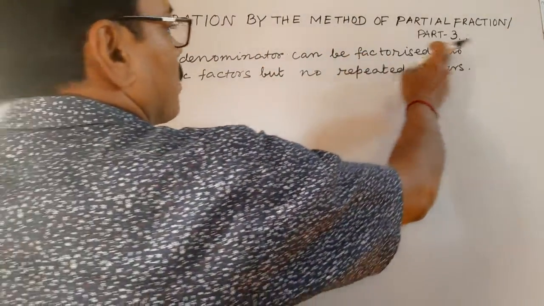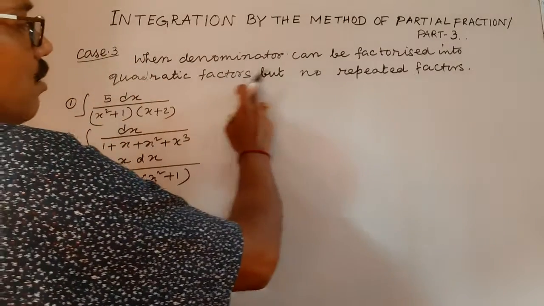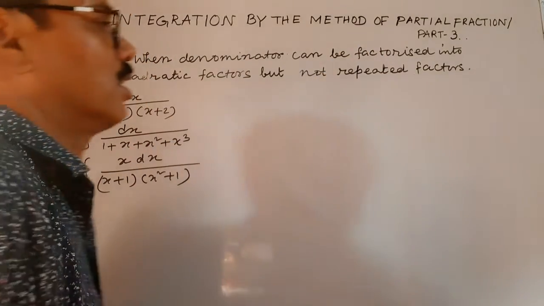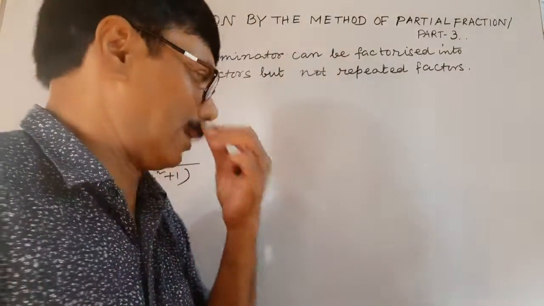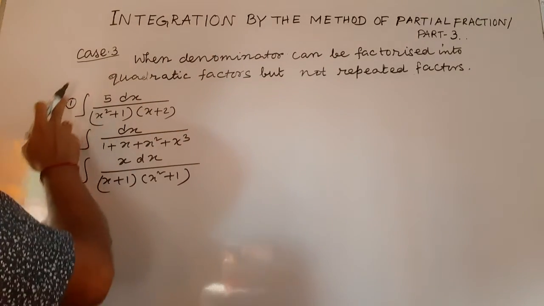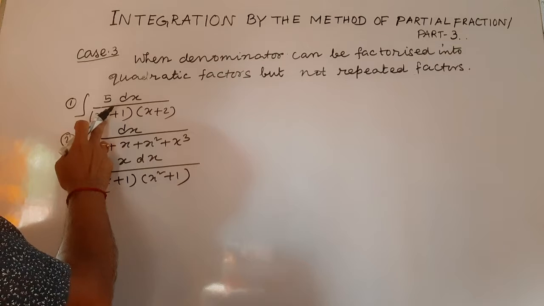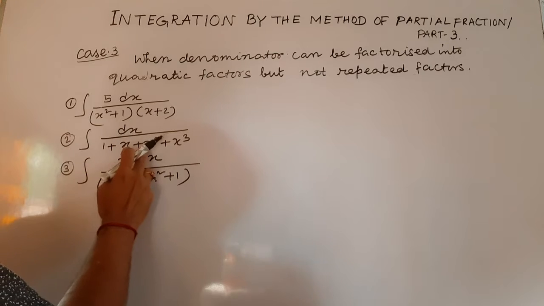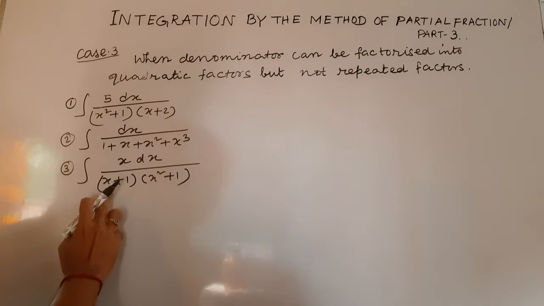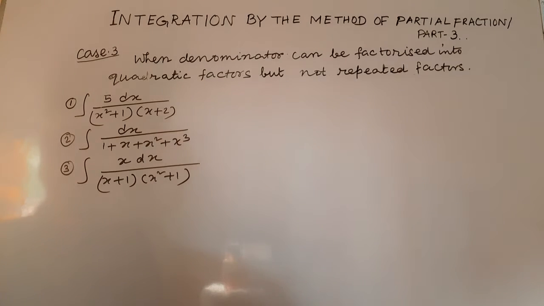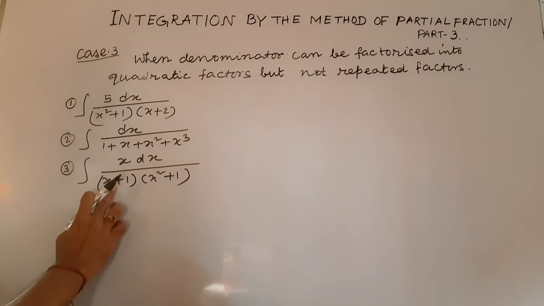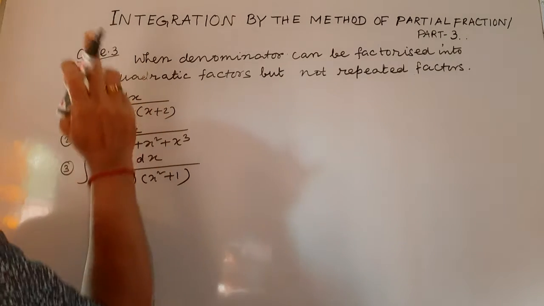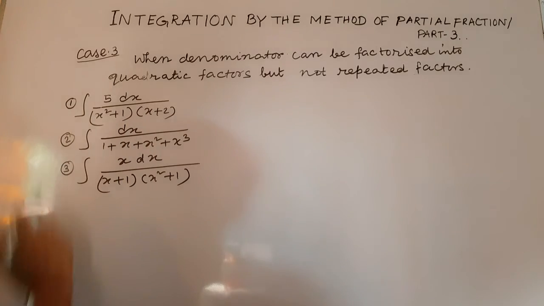When the denominator can be factorized into quadratic factors but not repeated factors. So problem number 1: 5 dx by (x square plus 1) into (x plus 2). Dx by 1 plus x square plus x cube, and x dx by (x plus 1)(x square plus 1) and x plus 1. Now look, degree 0, degree 3, you can apply it. It is quadratic but not repeated.